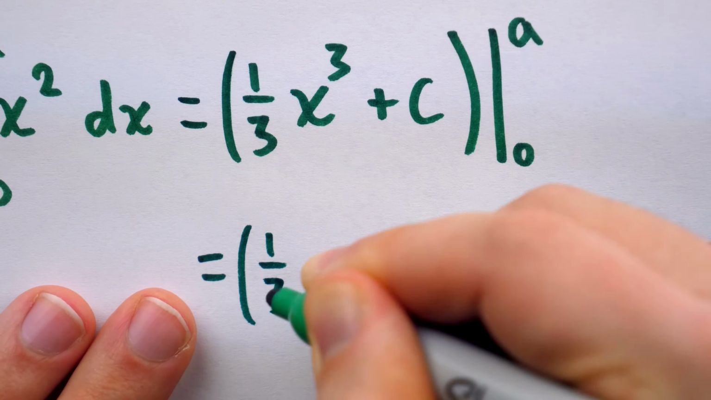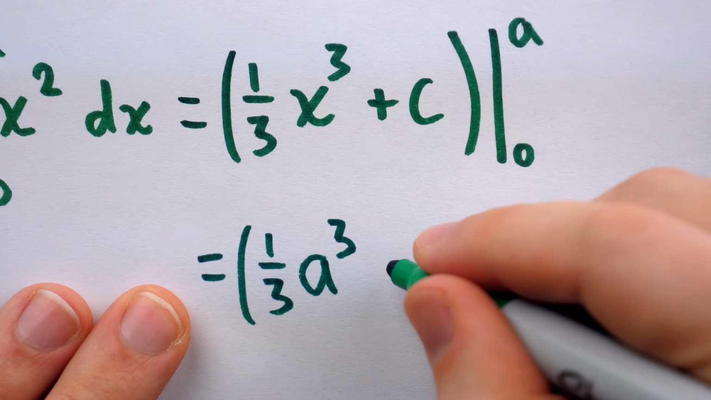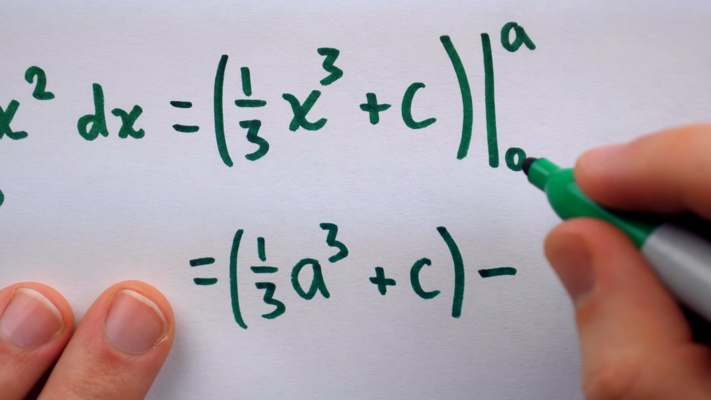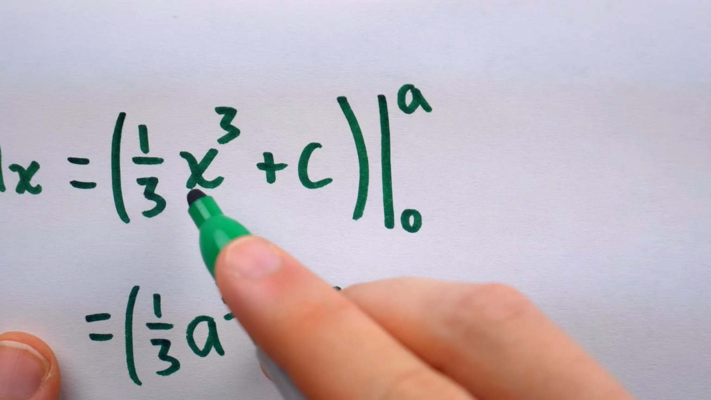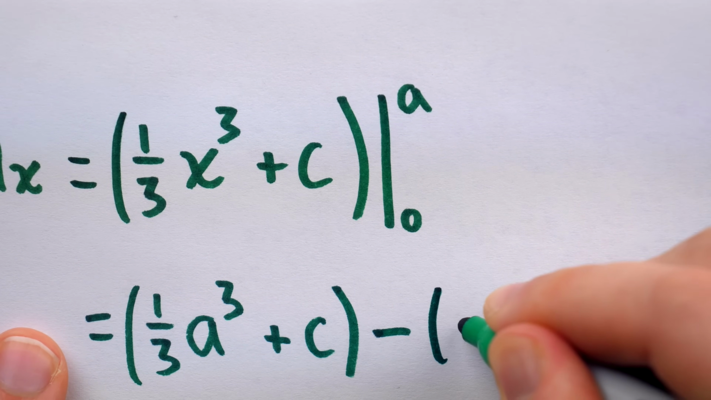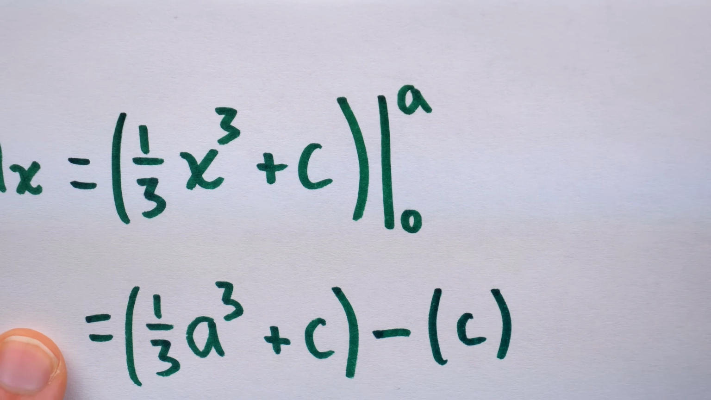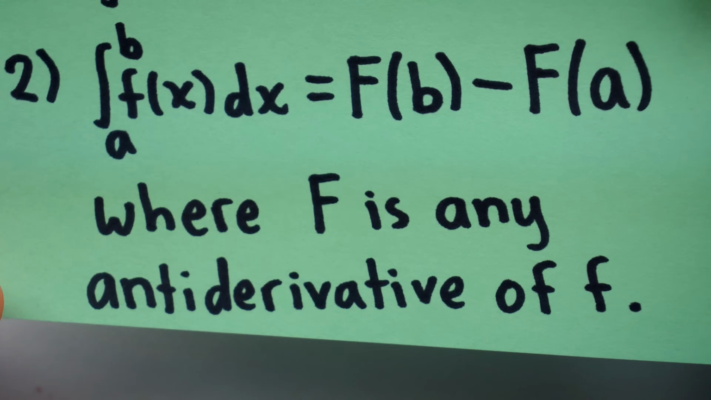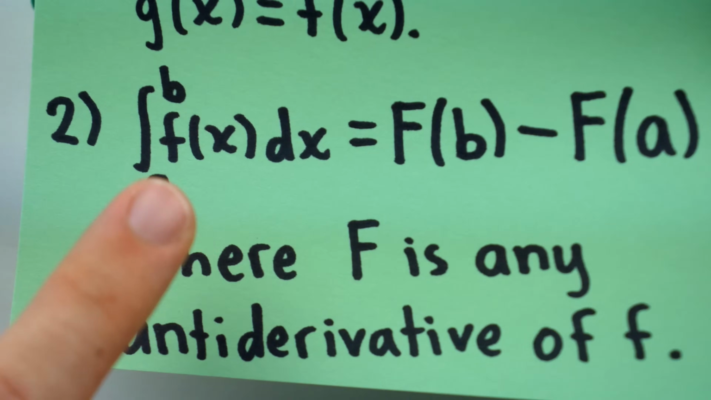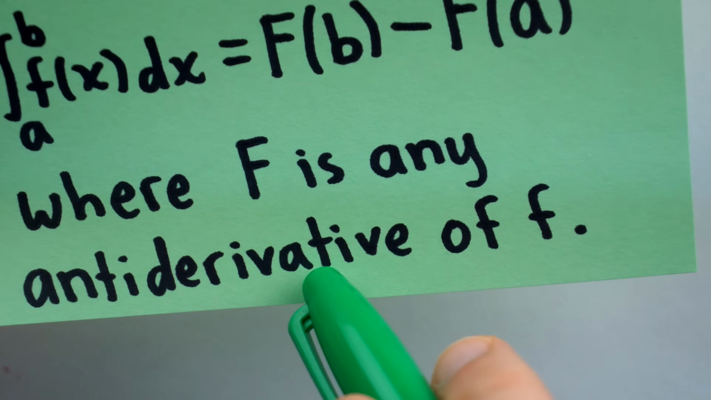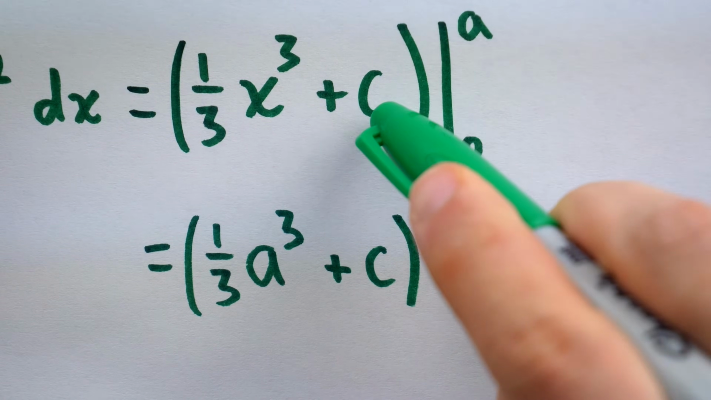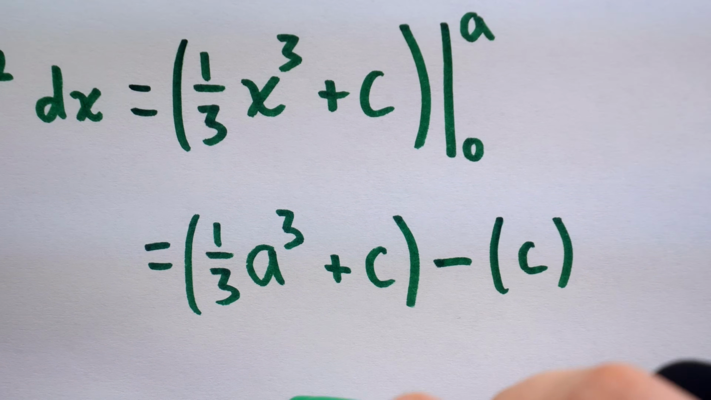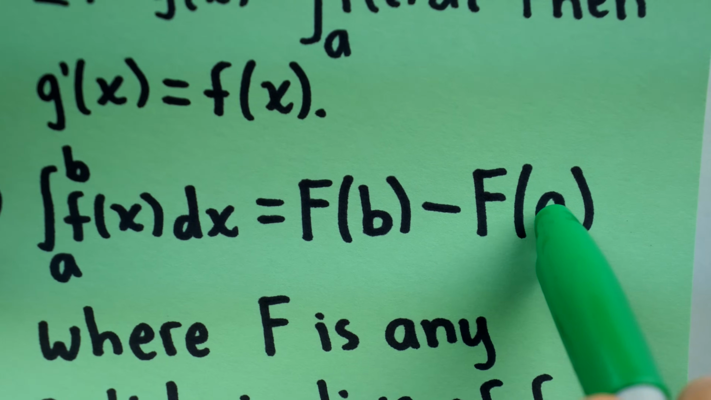We have 1/3 plug a in for x, so 1/3 a cubed plus that constant c, and then subtract plugging in the lower bound, which is 0. That's going to be 1/3 0 cubed, which is just 0, so all that's left then really is that constant c. Now you can see how the constants cancel out. This is why the fundamental theorem says we can actually use any antiderivative of the function being integrated. The only thing that could be different between two antiderivatives is this constant. But at the end of the day, when you do this subtraction, those constants will cancel out. Thus, any antiderivative will yield the same value for the integral.